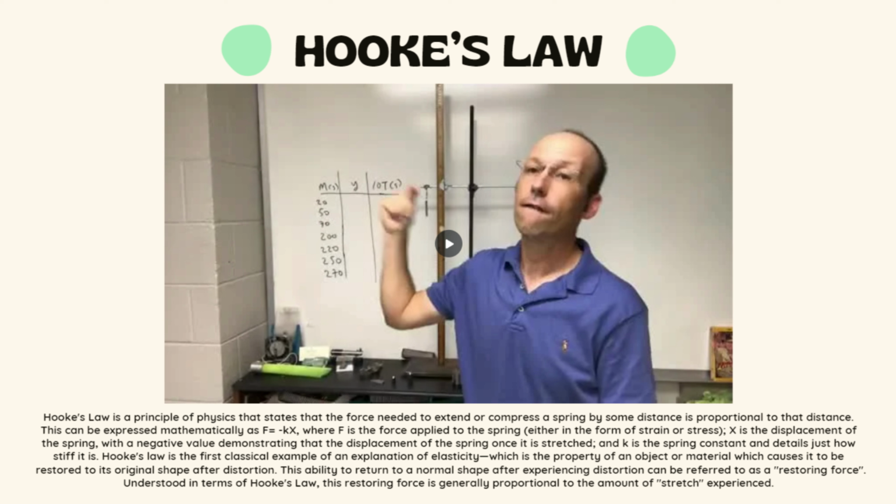Hooke's law is a principle of physics that states that the force needed to extend or compress a spring by some distance is proportional to that distance. This can be expressed mathematically as F equals negative kx, where F is the force applied to the spring, either in the form of strain or stress, and x is the displacement of the spring.